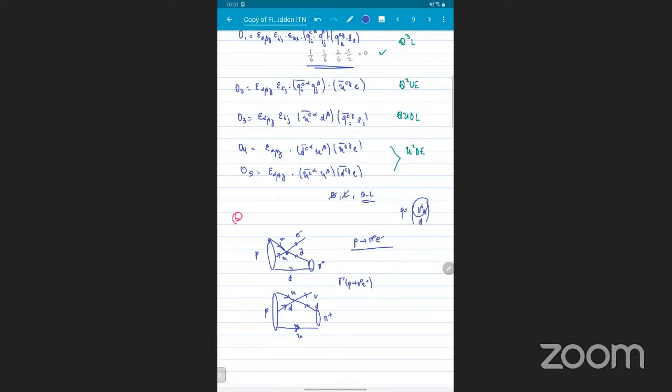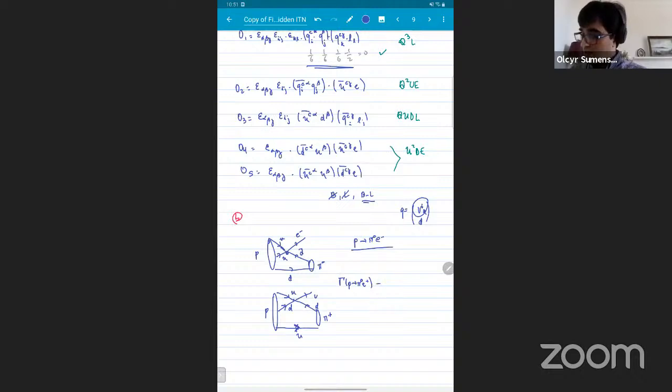Okay, so now we want to estimate this decay rate. And how do we do that? First of all, it's a two-body decay, so we should have a factor of 1 over 8 pi. Then from this operator, we know that it should be proportional to C over lambda squared, because it's dimension 6, squared. And now the dimension of gamma is 1, and the only mass scale that you have here is the proton mass. So from naive dimensional analysis, you know that you should have the proton mass to the fifth power here.